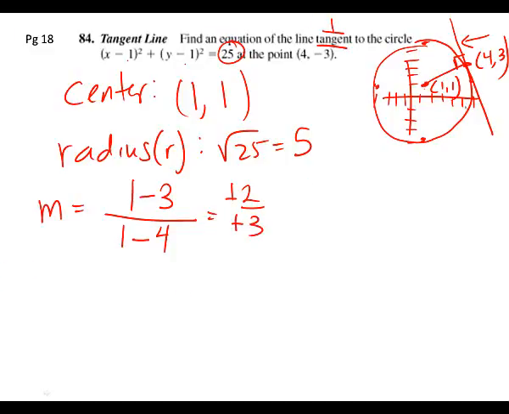In order to do the tangent line, I need the perpendicular slope. We talked about that a few minutes ago. What's the perpendicular slope going to be? Reciprocal and change the sign. Good.